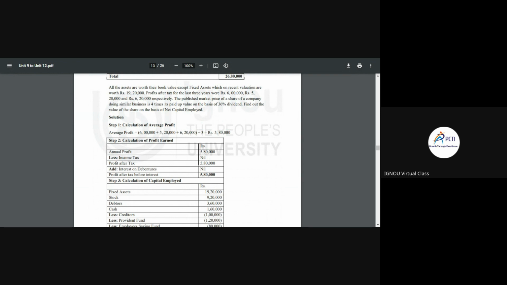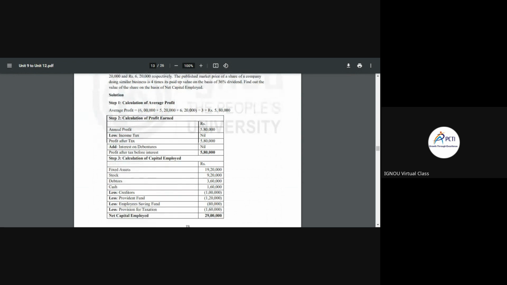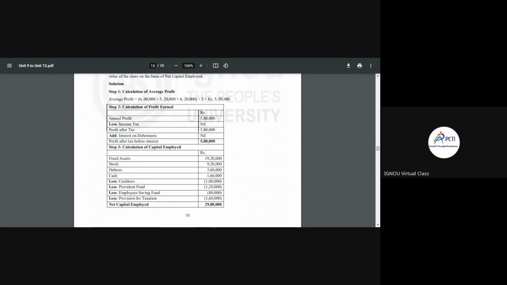So step 1 is calculation of average profit. So average profit is equal to 6 lakh plus 5 lakh 20,000 plus 6 lakh 20,000 divided by 3. So the average profit will be 5 lakh 80,000.